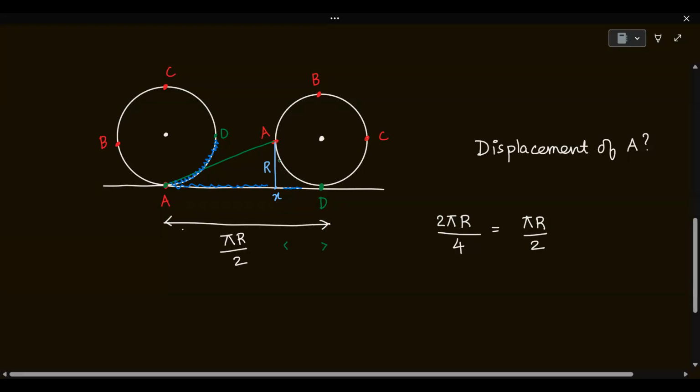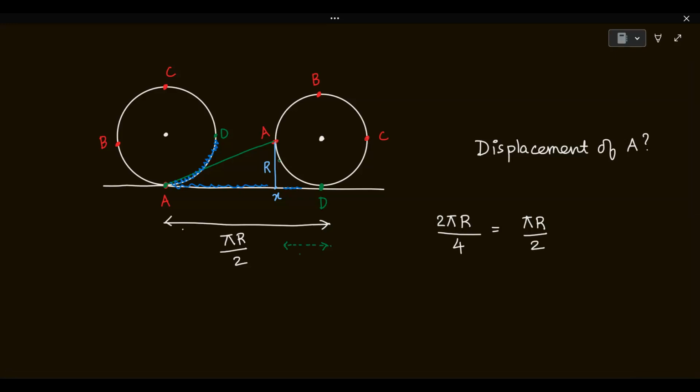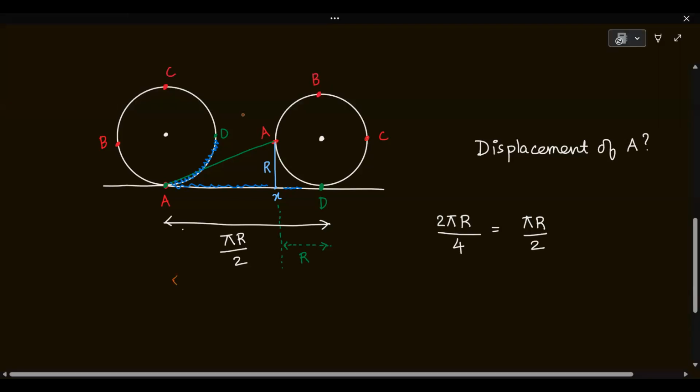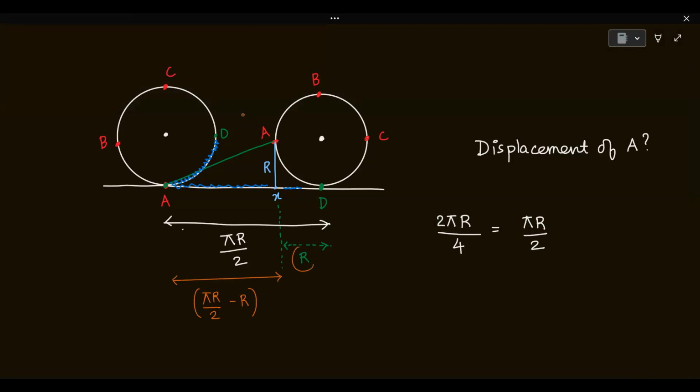So will AX be pi r by 2 minus r? Yes, that is true. But here, this distance right here is r. So I need the A to X distance, guys. A to X distance, that is rightly pointed out by our lady here. It is not pi r by 2. It is actually pi r by 2 minus r. Because the distance from X to D is actually how much? This distance right here is r. Please let me know if this makes sense.